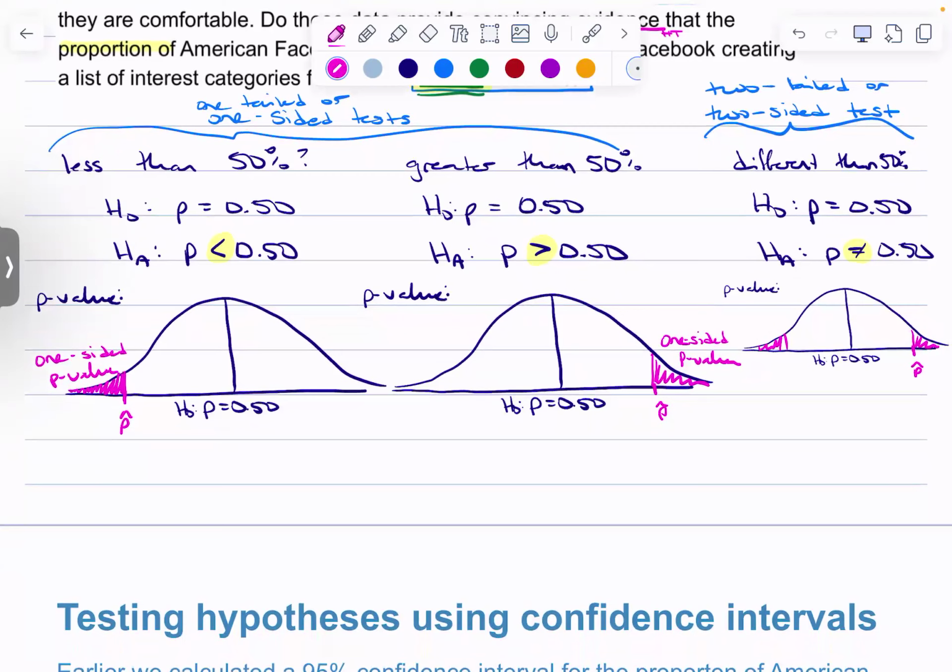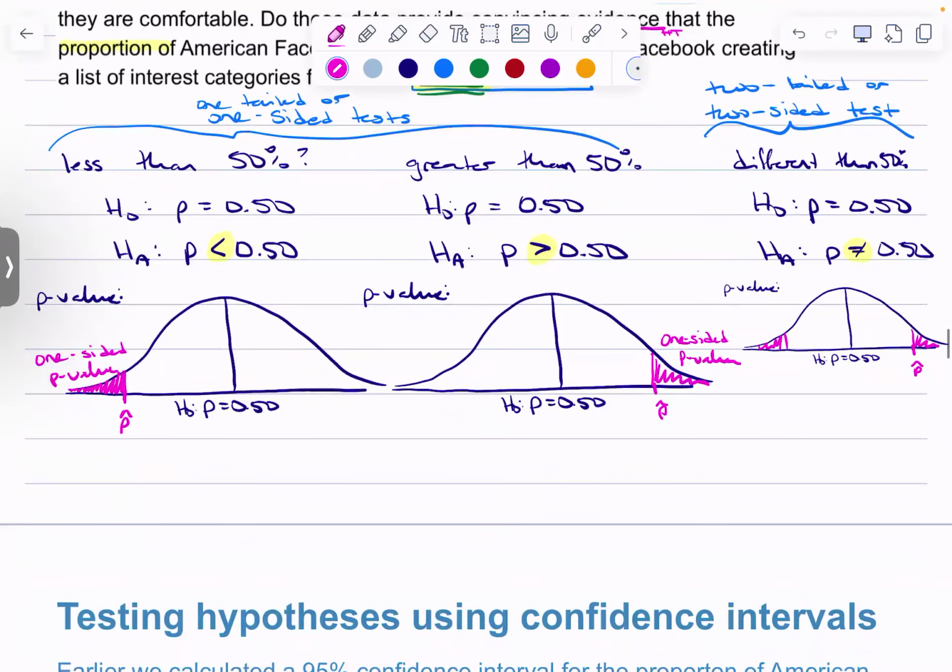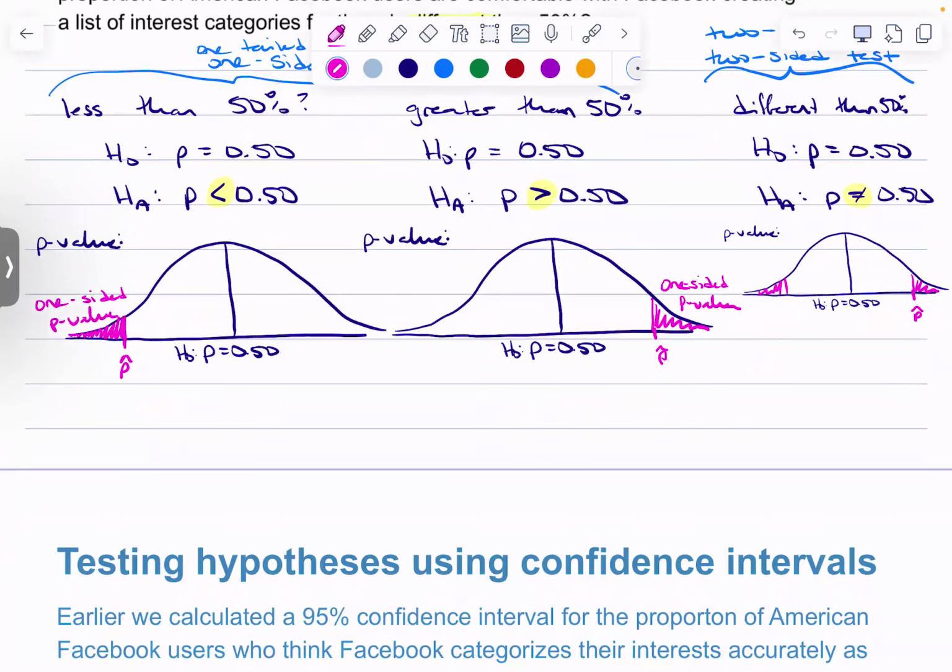Fine. I already checked. The clock is right-ish.